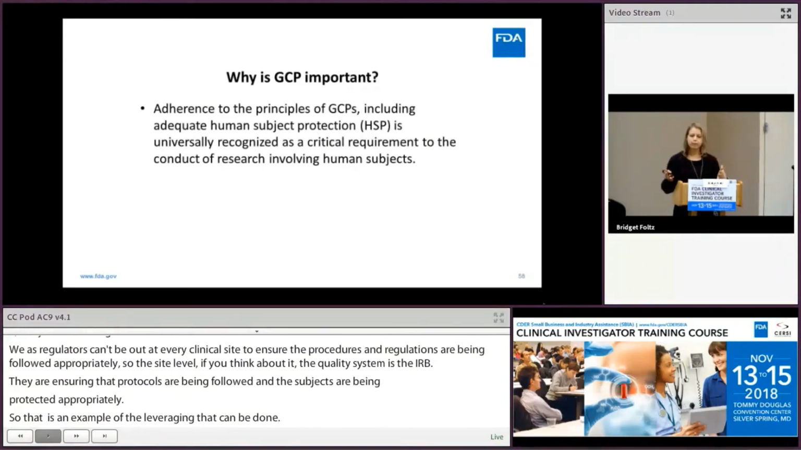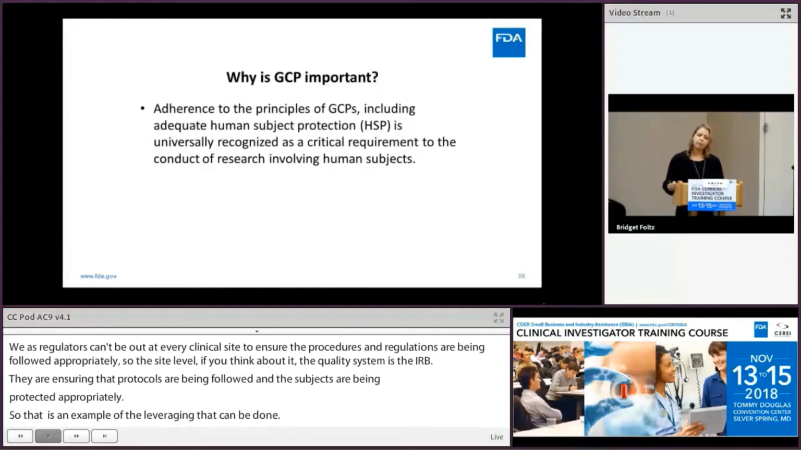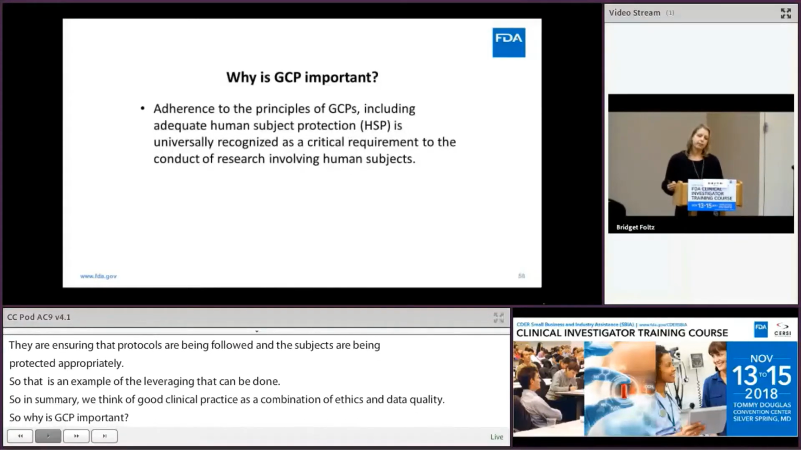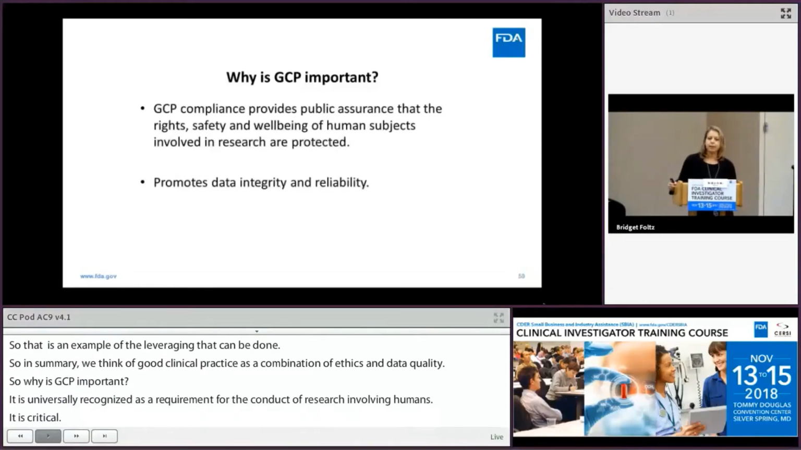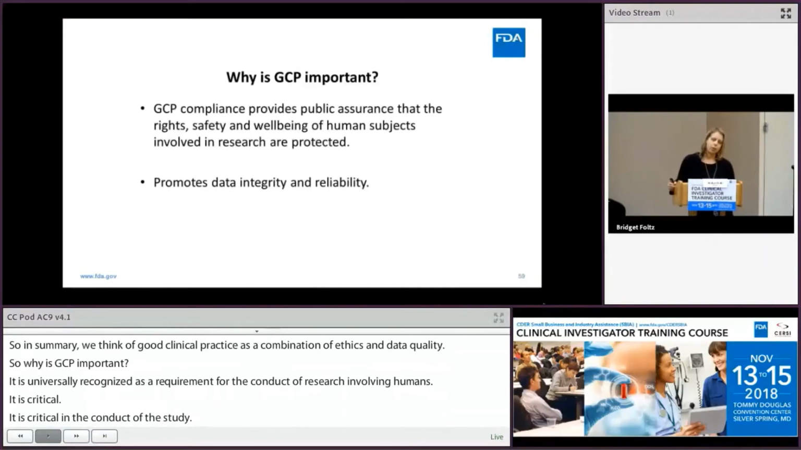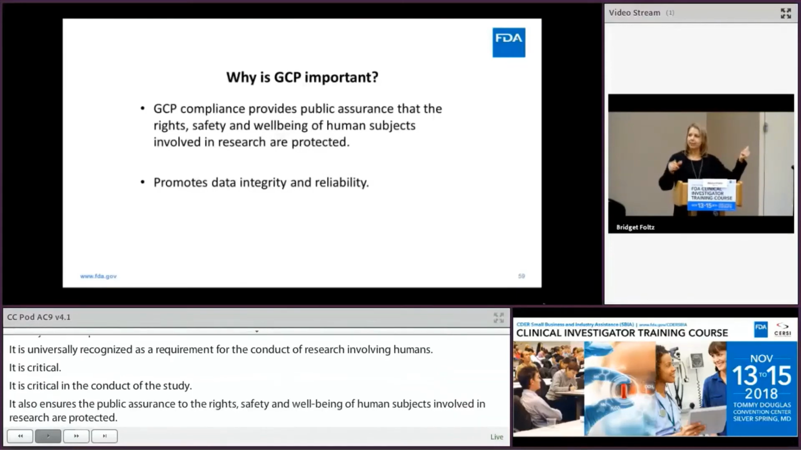So why is it important? It's important because it's a universally recognized requirement for the conduct of research involving humans, and it's critical. It's critical in the conduct of study. It also ensures the public assurance to the right safety and well-being of human subjects involved in the research are being protected. And again, it promotes data integrity and reliability. Do we hear a common theme here? These two things: subject protection, data quality, and reliability.